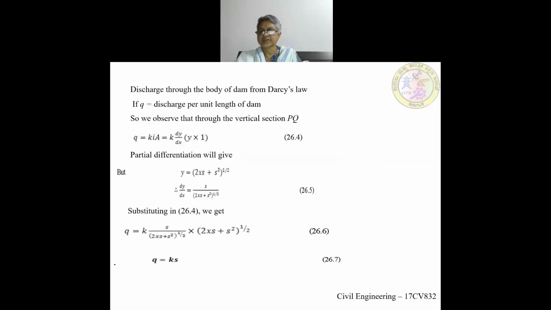Okay. Next, if you want to calculate the discharge per unit length of the dam, we have the discharge equation as per Darcy's law. Q is equal to KIA, where I is the hydraulic gradient, K is a constant, and A is the area of cross section. If this is the embankment, you are taking one particular section at the point P where the coordinates are x and y.